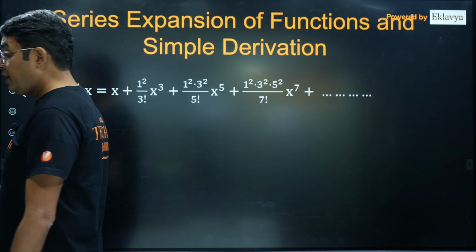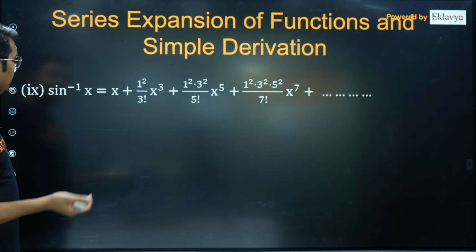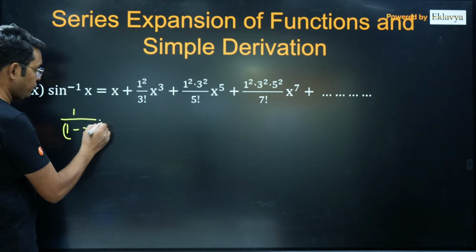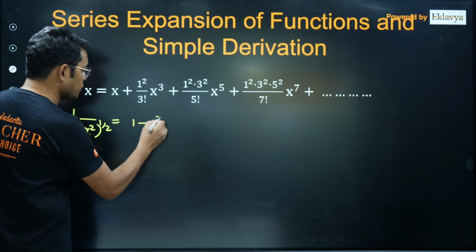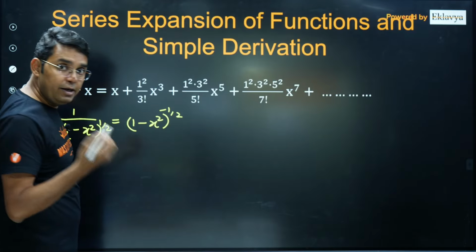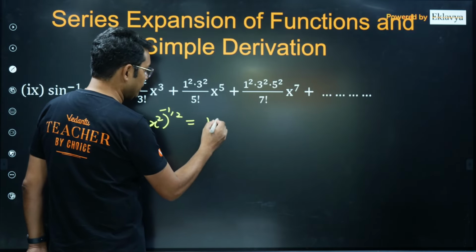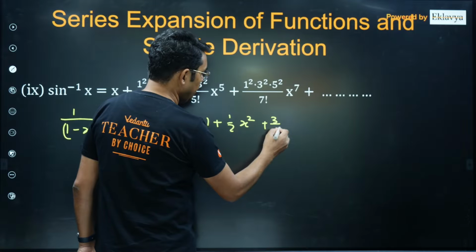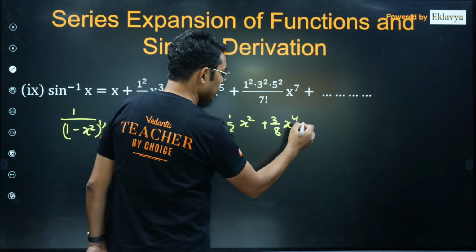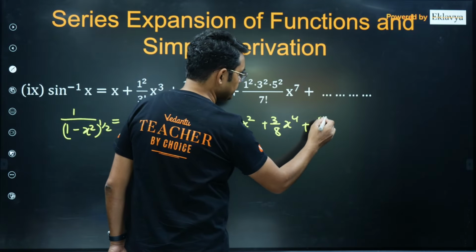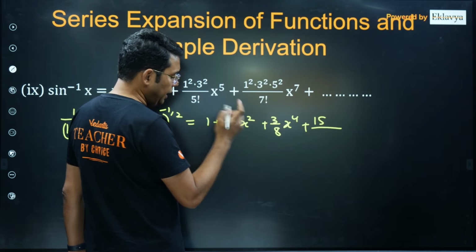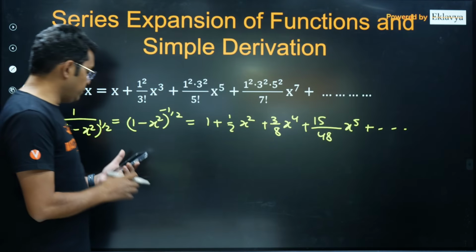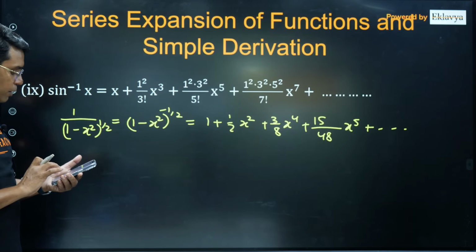That is one. Now coming to sine inverse. Once again same idea. Do the differentiation of this, which is 1 upon (1 minus x square) power half. So that will be (1 minus x square) power minus half. And if you expand it using binomial expansion, it will give you 1 plus 1 upon 2 x square, and then I think it will be 3 upon 8 x power 4, and then it will be 15 upon 8 into 6, I think 48, if I'm not wrong. So that should be the expansion of 1 upon (1 minus x square) power minus half.